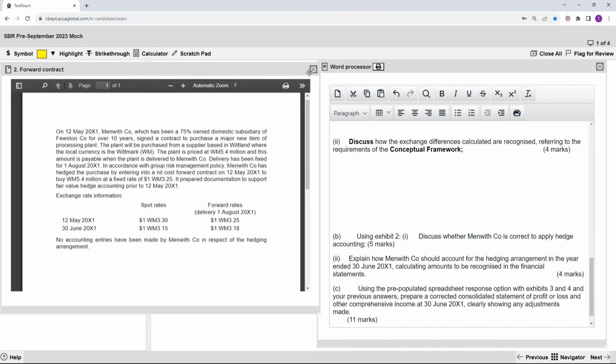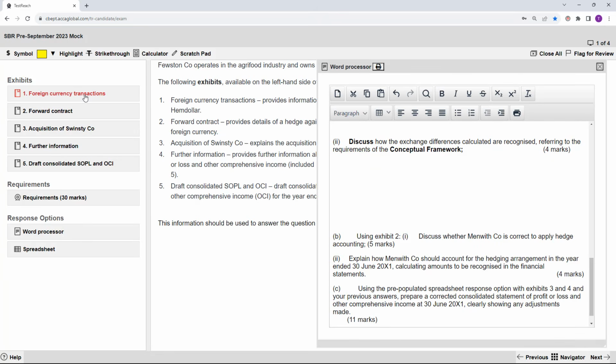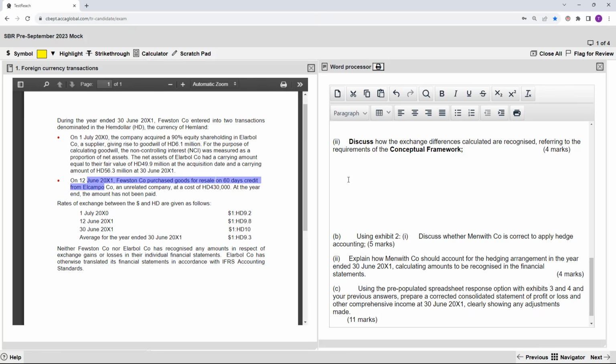Discuss how the changes are recognized, referring to the requirements of the conceptual framework. 4 marks. If you write nothing, you will get no marks. The conceptual framework requires information to be useful.